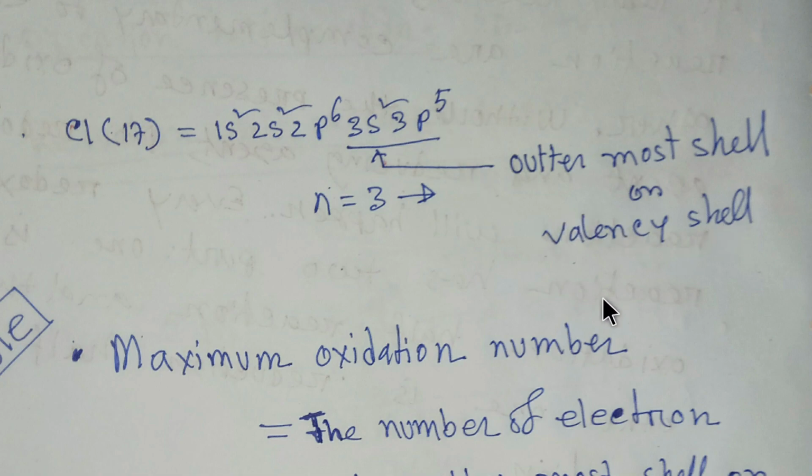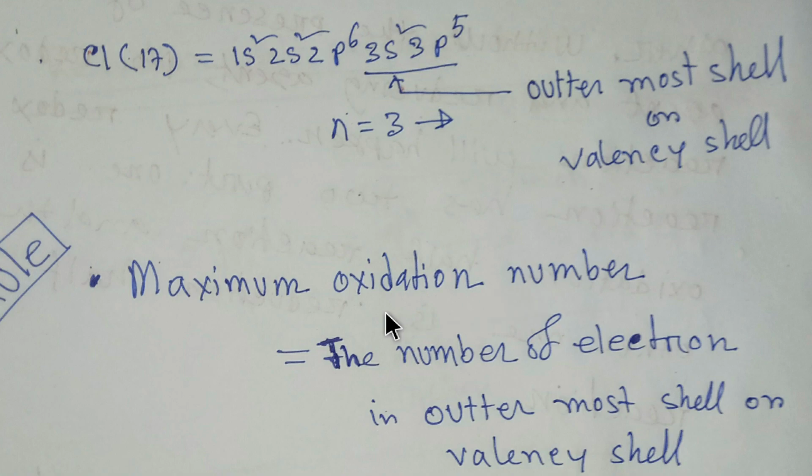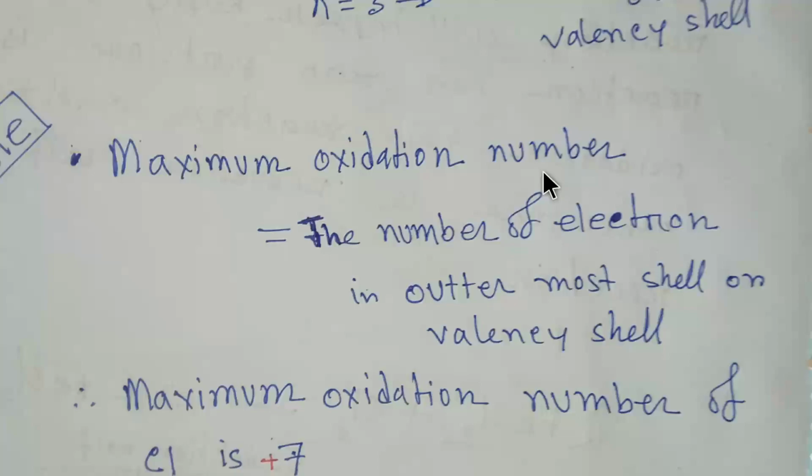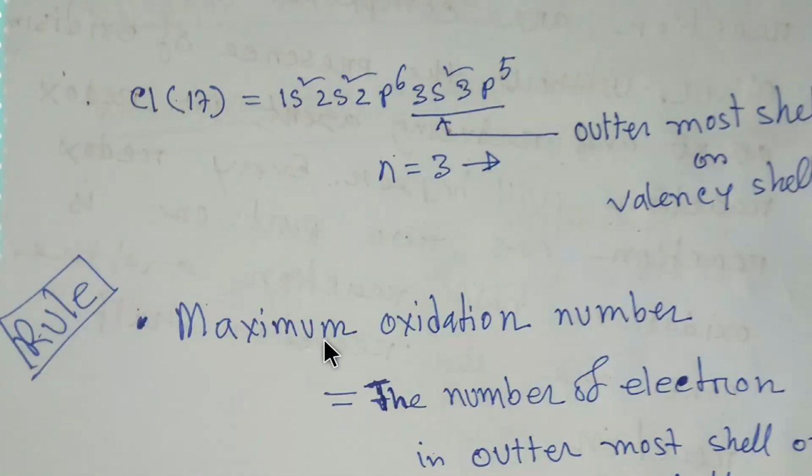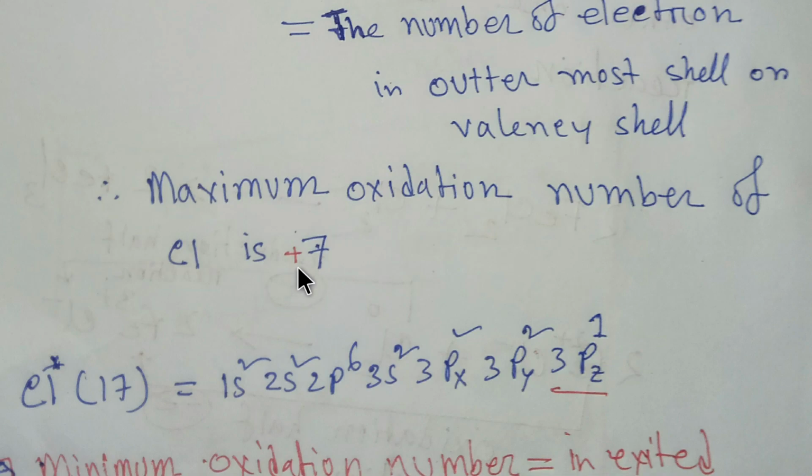its valence shell. So according to the definition of maximum oxidation number, the maximum oxidation number will be the number of electrons in the outermost shell or valence shell. So here the total number of electrons in the valence shell is 7. So the maximum oxidation number of chlorine is plus 7, right? In maximum oxidation number we have to take a positive sign, right?